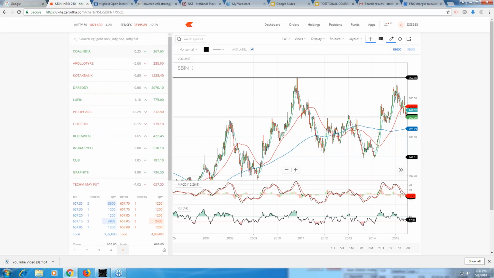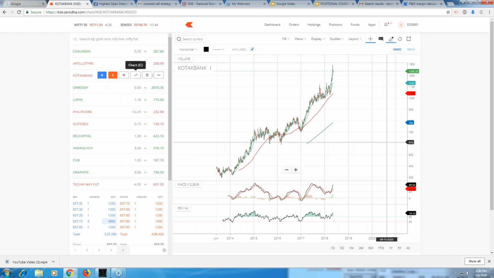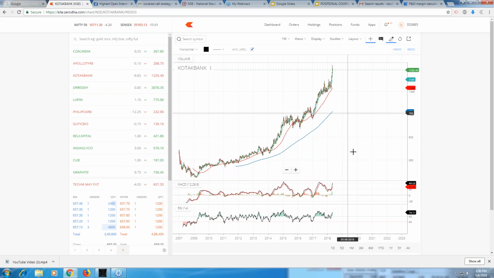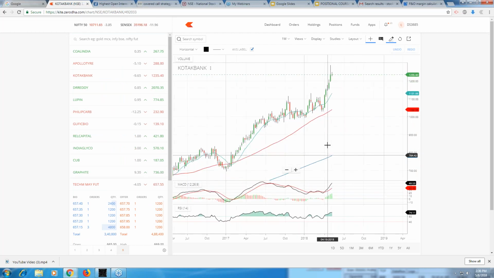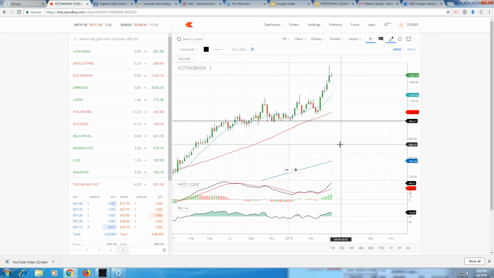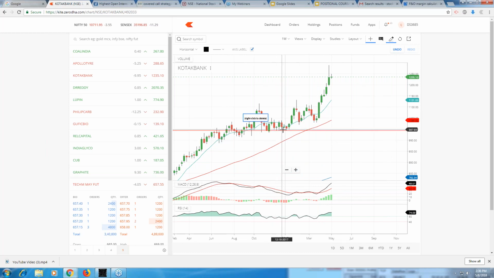Its options are also very volatile. See, SBI has good volatility in the options. Kotak Mahindra Bank. So Kotak Mahindra Bank, if you look into its support and the resistance zones, so see here, 996 or 993 is a very good support zone, right? The stock has taken support time and again from the same level, right?